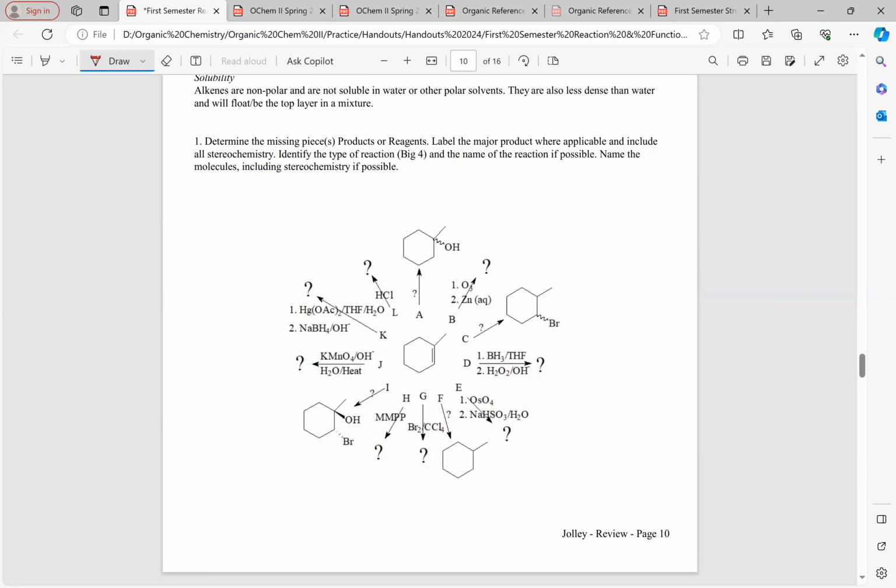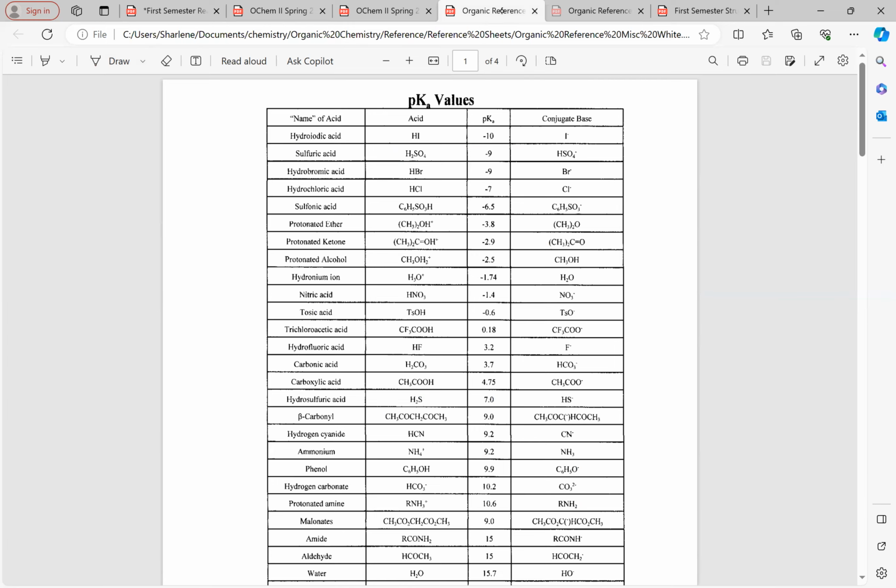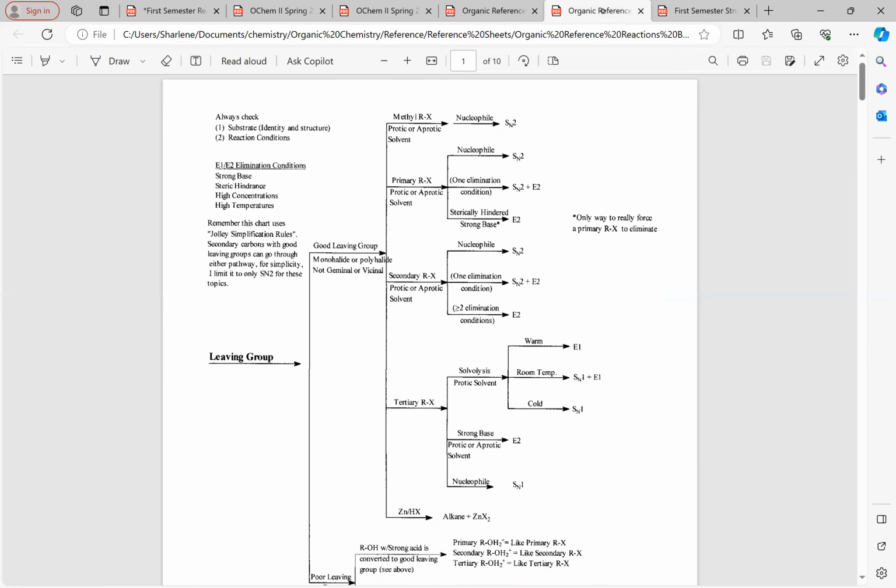I know it's lumped like this. You're going to have to do it on a few other pieces of paper. And let me see if I can get to, nope, not that one. All right.